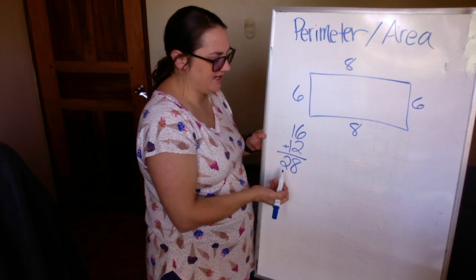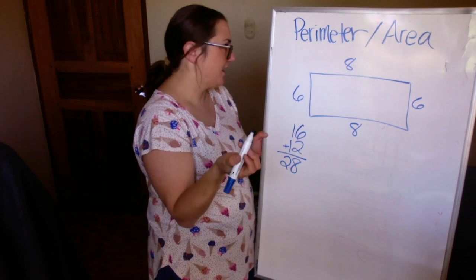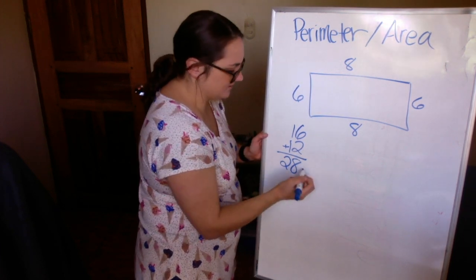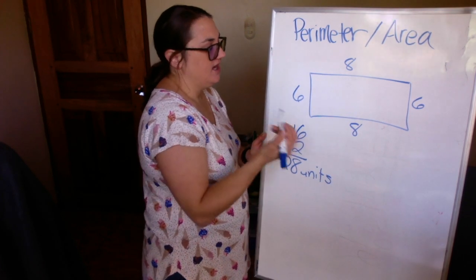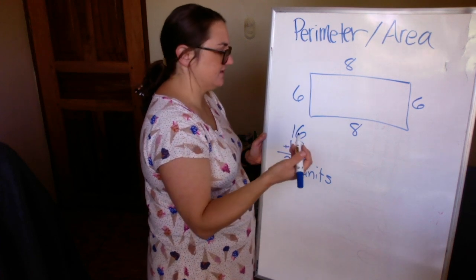And so I'm at 28 and I say, is perimeter squared or not squared? And they go, not squared, so it's 28 units. And the same thing for area. Now I'm multiplying 6 times 8.